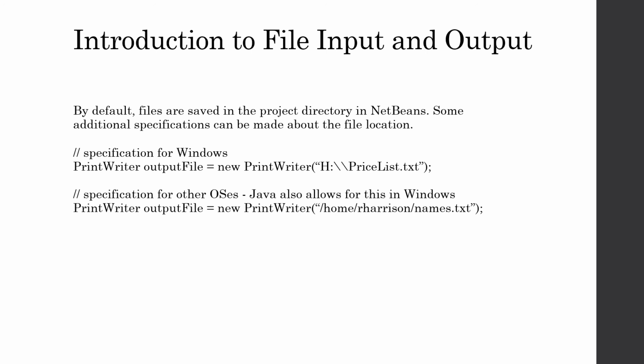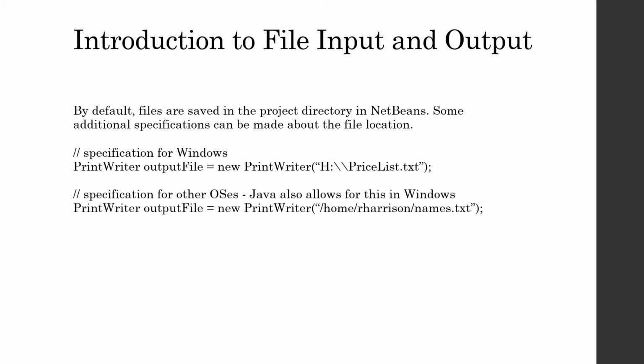So talking a little bit more about where the file is being written to. As I mentioned, by default, files are going to be saved or stored in the project directory in NetBeans. There could be some additional specifications that you could make about the file location. If you're doing it with either Windows or maybe some other OS, say like a Mac, for example, you can see a couple of different configurations here for specifying the file path. In Windows, you're going to do maybe something like your H drive, then your colon, then your slash, and then the name of the file.